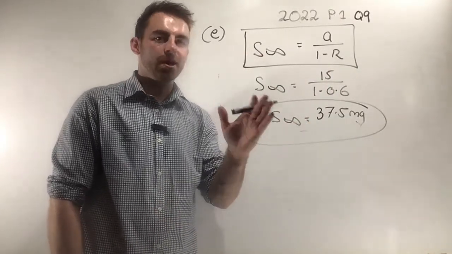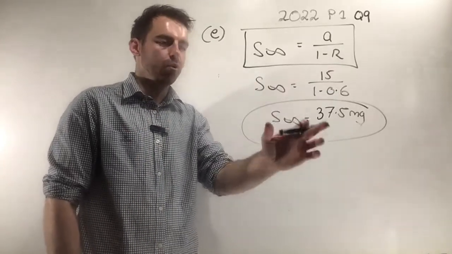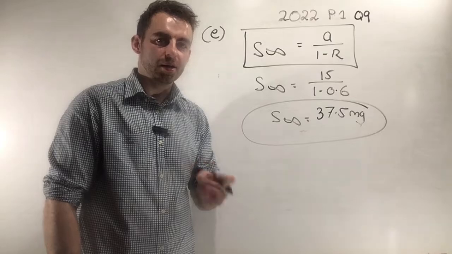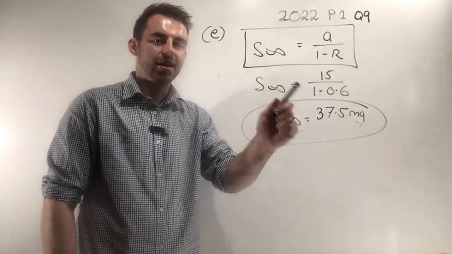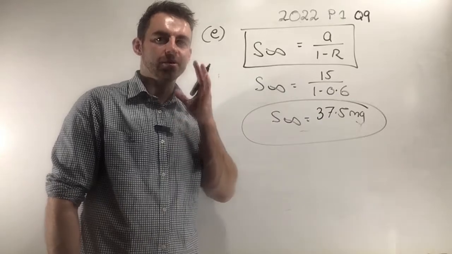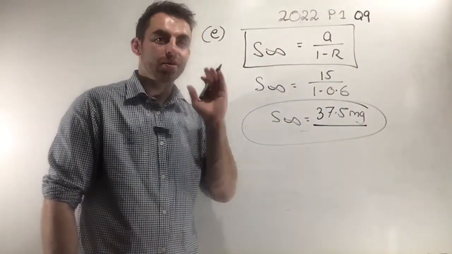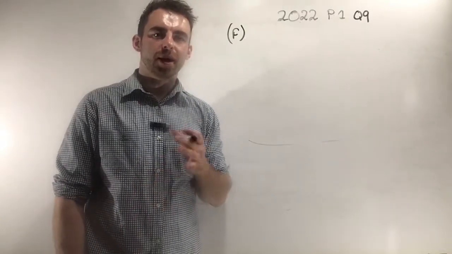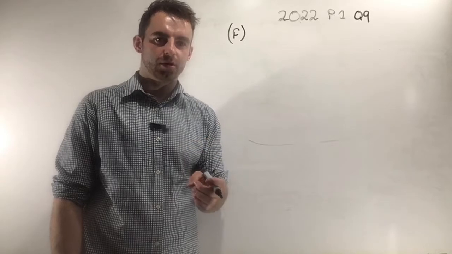So no matter how many doses, if he has this drug for 100 years, he'll never have more than 37.5 milligrams in his blood. It cannot get any bigger than that. That's the limit. If you take 15 milligrams every 24 hours, you will be close to this value, but you'll never actually get there.